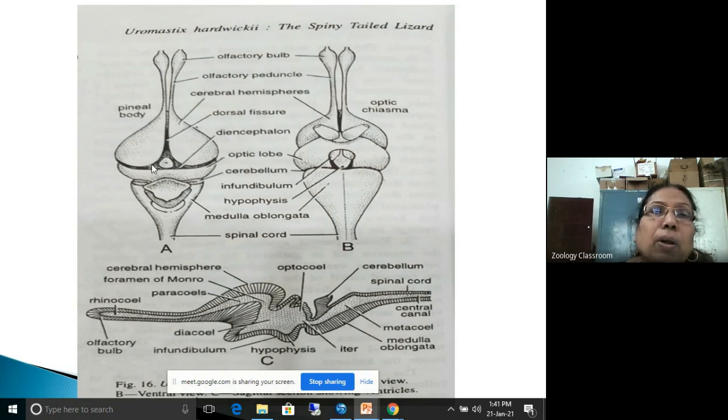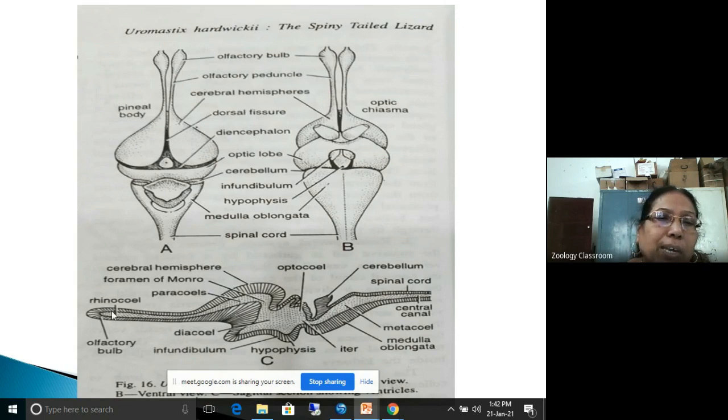On the lower or ventral surface of this diencephalon, there are the optic chiasma, the cross of the optic nerves. Below them, there is the infundibulum and hypophysis. Together, these are called the pituitary body. Then the cavities of the brain.